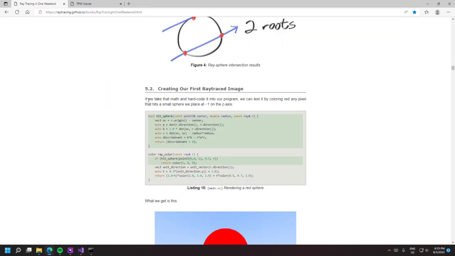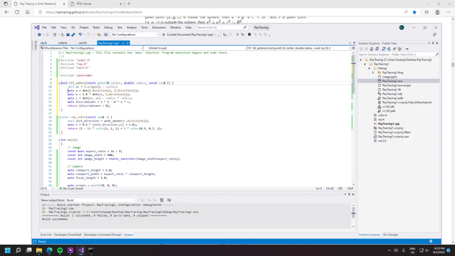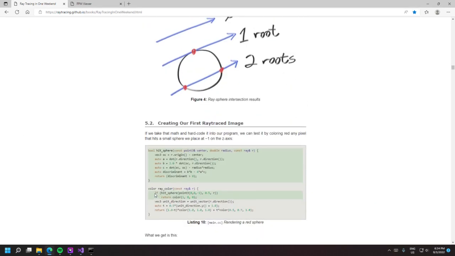Okay. So this is this formula, like how you expand this formula. This is basically what you have if you get all the coefficients for the quadratic function, and you compute the discriminant. Yes, very familiar formulas here. And if the discriminant is negative, then it doesn't intersect the sphere at all. I guess there's no point in returning that. And the ray color, if it's hit, then you return color red.